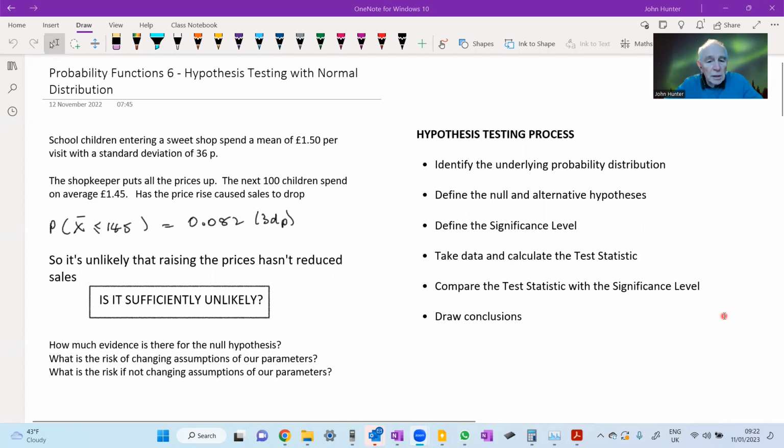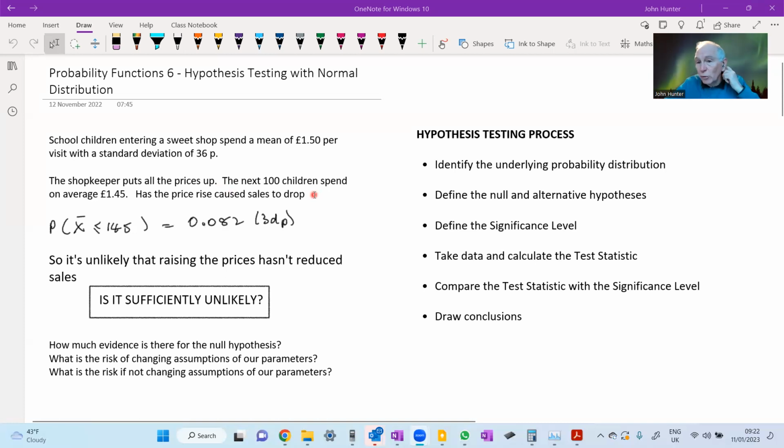Okay, so let's just go straight in and have a look. School children entering a sweet shop spend a mean of £1.50 per visit with a standard deviation of 36 pence. The shopkeeper puts all the prices up. The next 100 children spend on average £1.45. Has the price rise caused sales to drop?